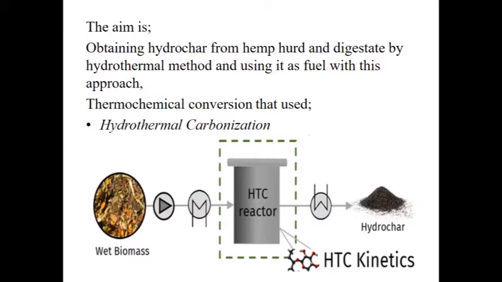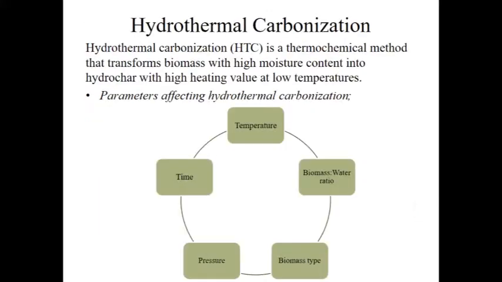The thermochemical conversion that is used is hydrothermal carbonization. Wet biomass goes through the hydrothermal carbonization reactor and then comes out as hydrochar, the main product. What is hydrothermal carbonization? Hydrothermal carbonization is a thermochemical method that transforms biomass with high moisture content into hydrochar with high heating value at low temperature. The parameters that affect hydrothermal carbonization are temperature, time, pressure, biomass type, and biomass water ratio.